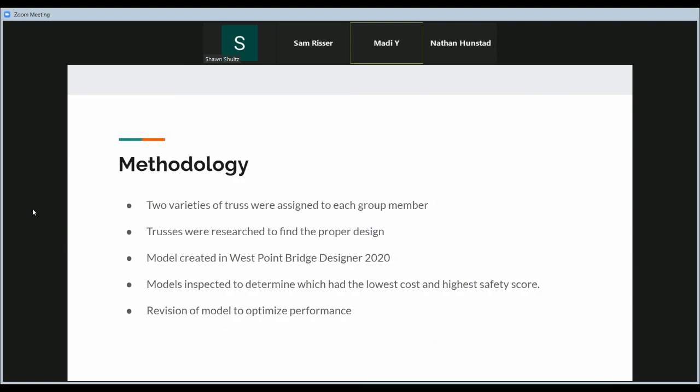For our methodology, 2 varieties of truss were assigned to each group member. These trusses were then researched to find the proper design and modeled in West Point Bridge Designer 2020. The models were inspected to determine which had the lowest cost and the highest safety score, and then the chosen model was revised to optimize the performance.